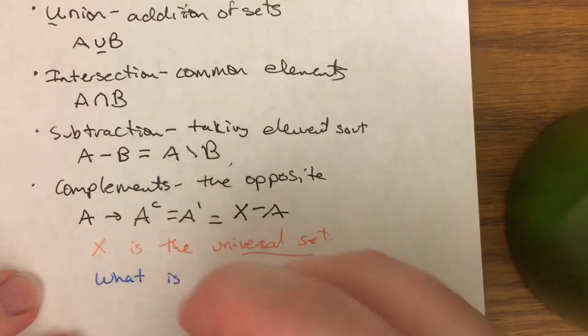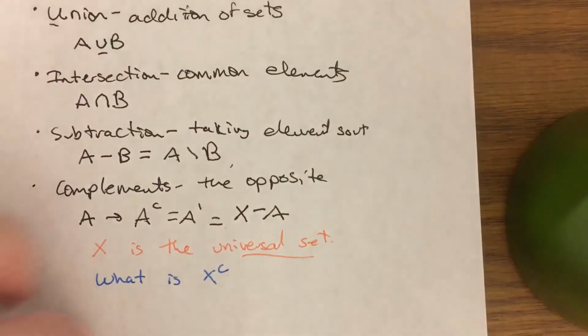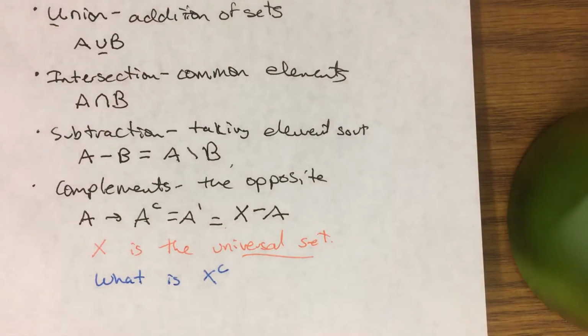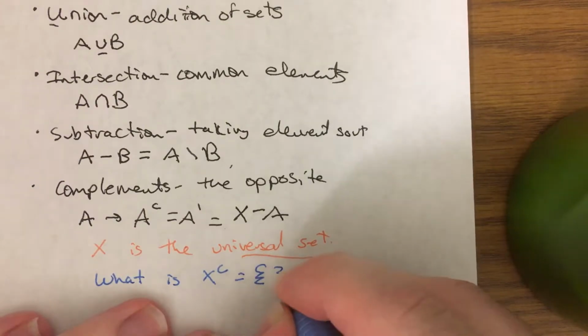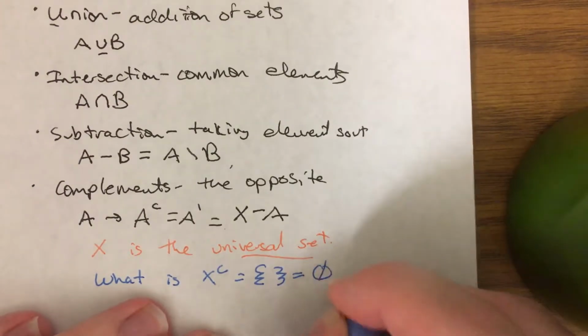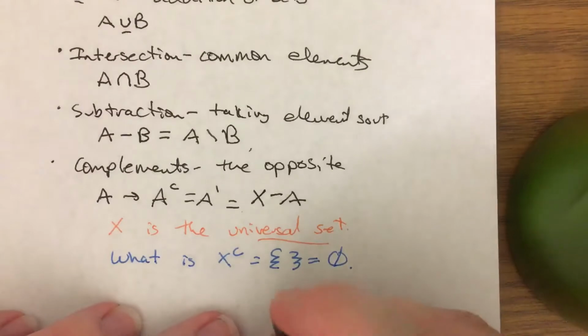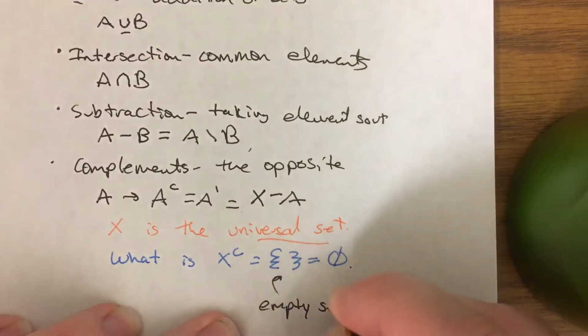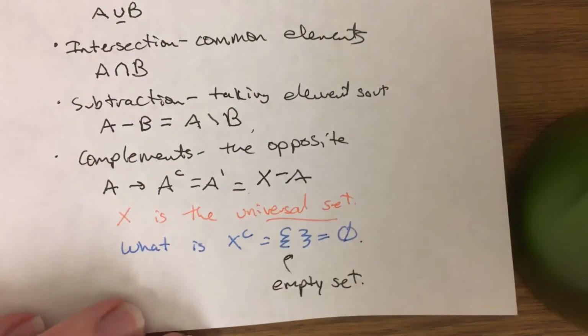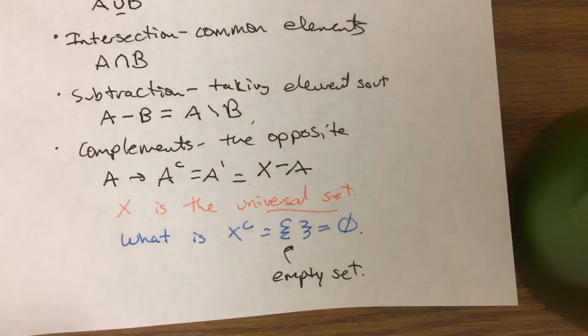So this brings up a good point that we can go off of. What is the complement of X? If X is everything, what is the opposite of X? Yes, nothing. This is called the empty set. Great.